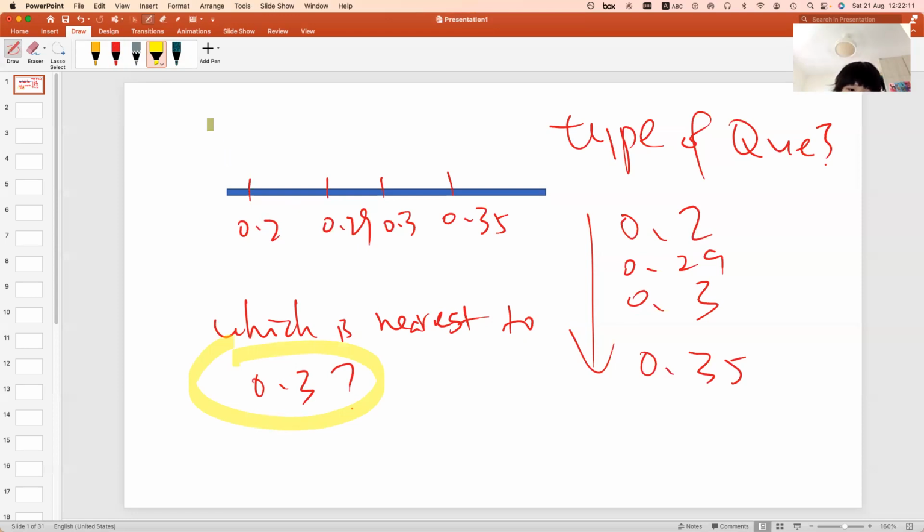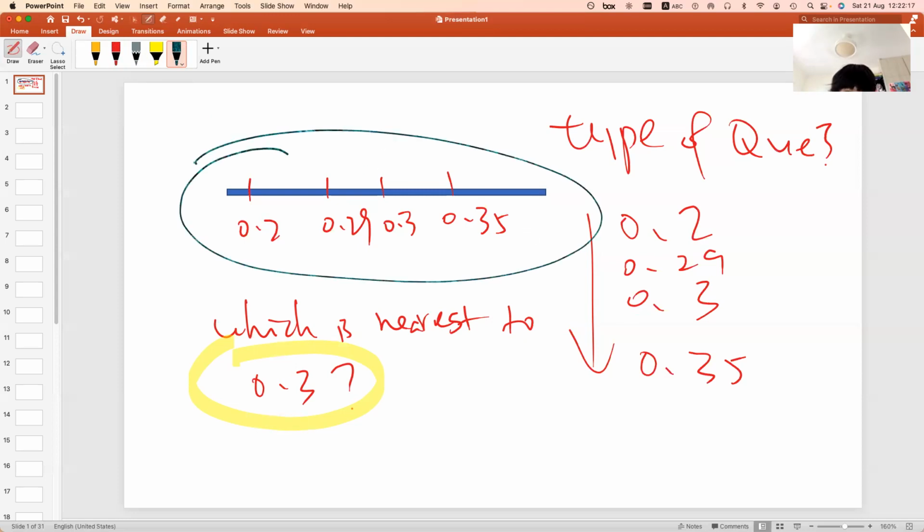So a lot of students... 0.29. Yep. So if you draw them out on this number line, then you can see that the difference here is only 0.01. Okay. And the difference here is 0.05. And then you know that 0.01 is less than 0.05. Therefore, this is the answer, 0.29.